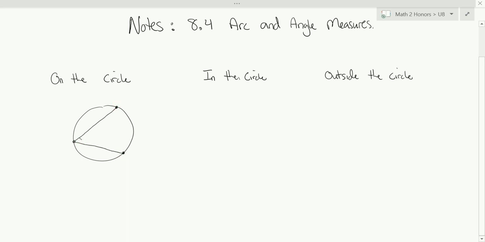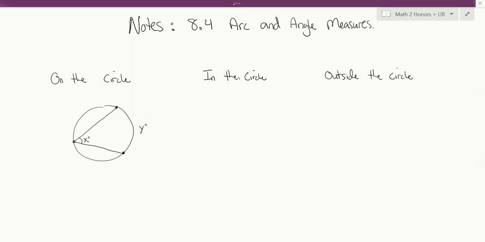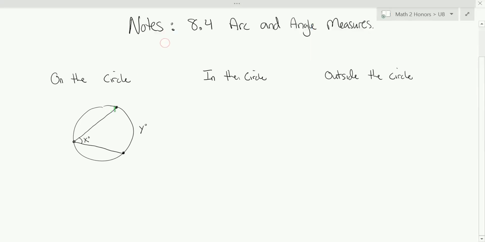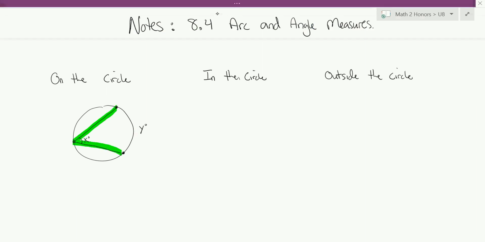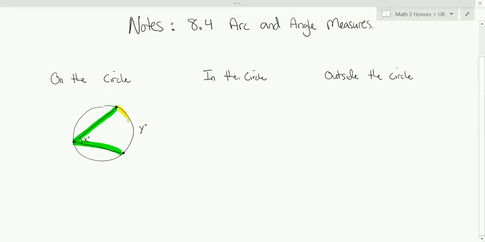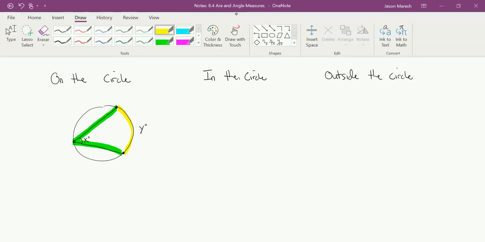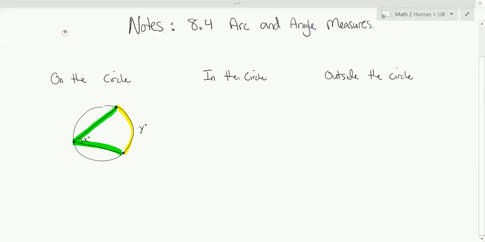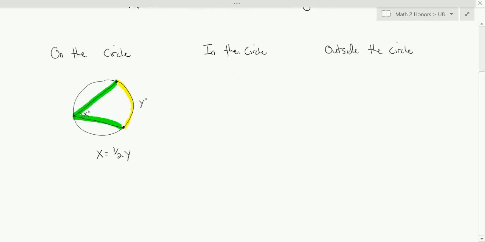So here's an inscribed angle. Let's say this is measure of angle x, and it intercepts this arc. Call it y. And what have we learned in this case? What's the relationship between x and y? Y is double x, or x is half of y, either way. So I'm going to write this: x is half of y, or you could write y is double x.